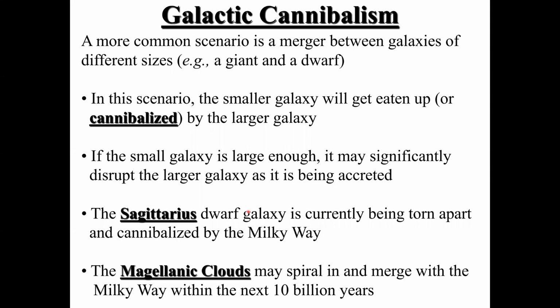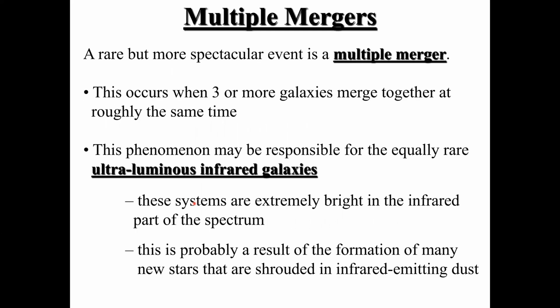And there is another term called galactic cannibalism. What that means is if you have a very large galaxy and a smaller galaxy, the smaller galaxy will be eaten up by the large galaxy, right? So that's called galactic cannibalism, and I have mentioned some of the examples here. You can go through those.